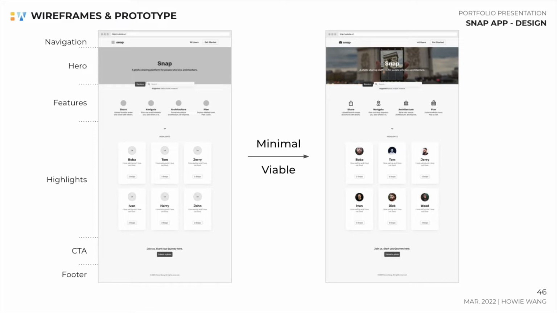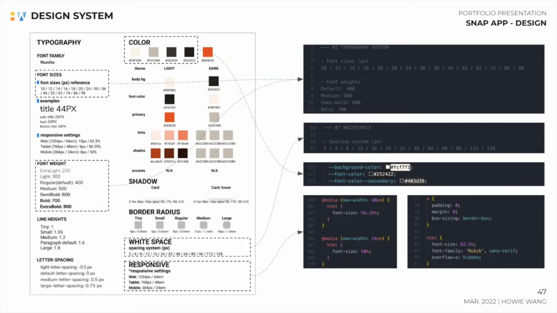We follow the MVP, minimum viable product. The style is minimal. The most important thing at this stage is to have a viable product that is functional. So pretty simple. Okay, before jumping into the application, I would like to talk about the design system.